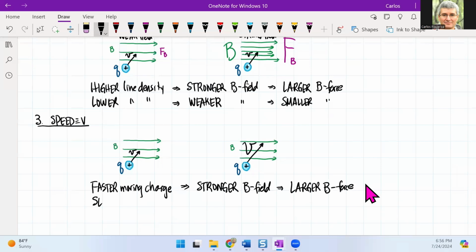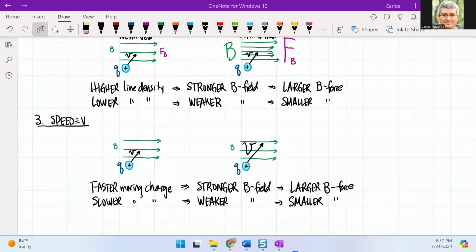But if I'm moving slower, then I'm going to produce a weaker magnetic field and therefore a smaller force. That means here that now we could pencil in the size of the field. So this guy has to be smaller because this is moving slower. It has to produce a bigger magnetic force.